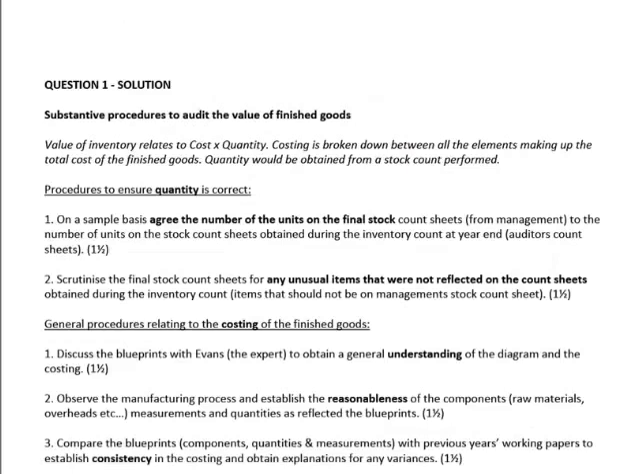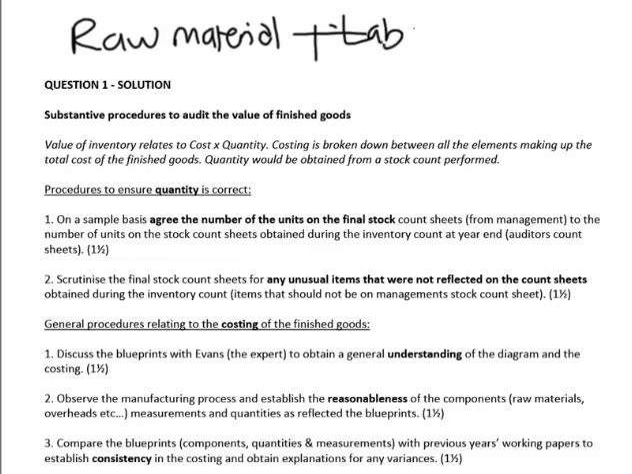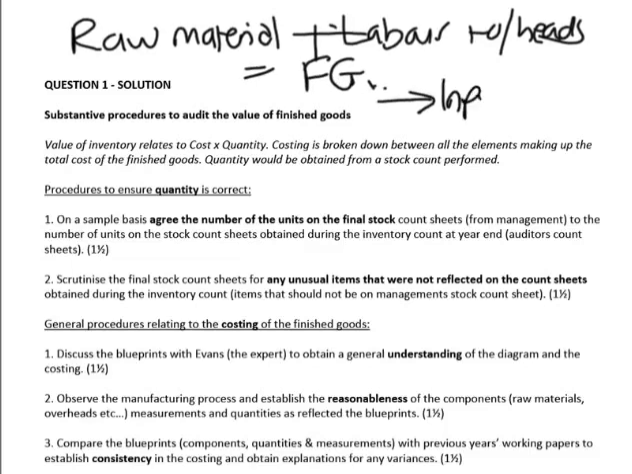Okay, so it says, substantive procedures to audit the value of finished goods. But before we start, let's just recap quickly. So we know that our finished goods are made up of raw materials, plus labor, plus overheads, and that'll all add up to our finished goods, right? But remember, there's a whole process before we can get to finished goods. We got our inputs, so all of those that we spoke about above, which are our work in progress, our WIP, and once work in progress is completed, we then end up with finished goods.